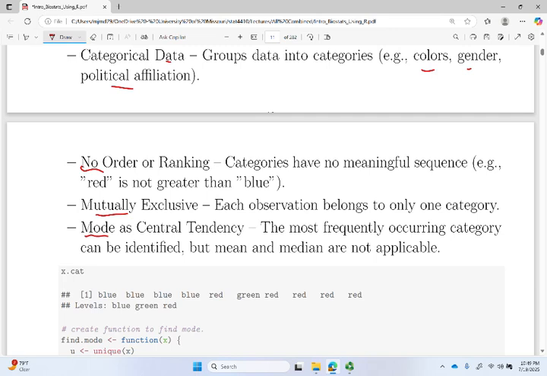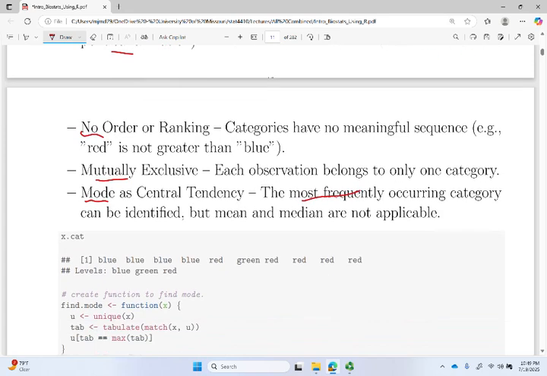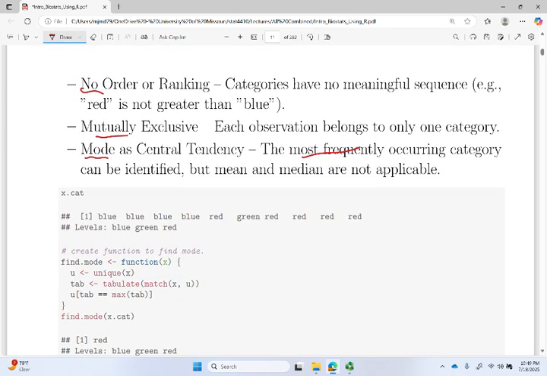Now, what can we do with nominal data? We can calculate a mode as a central tendency. Now, remember, the mode is the measurement that occurs most often or most frequently. And that's about all you can do as far as central tendencies.